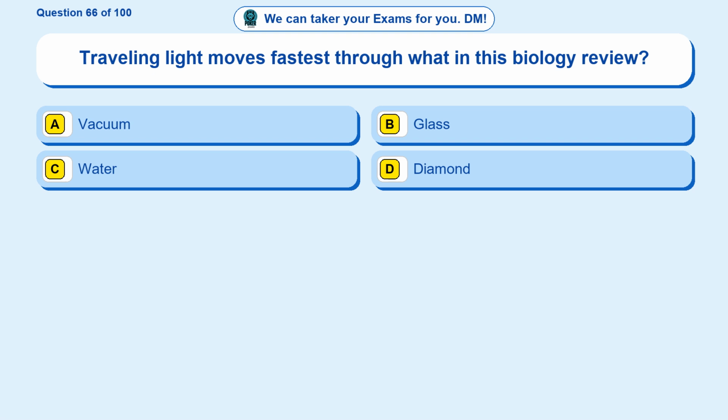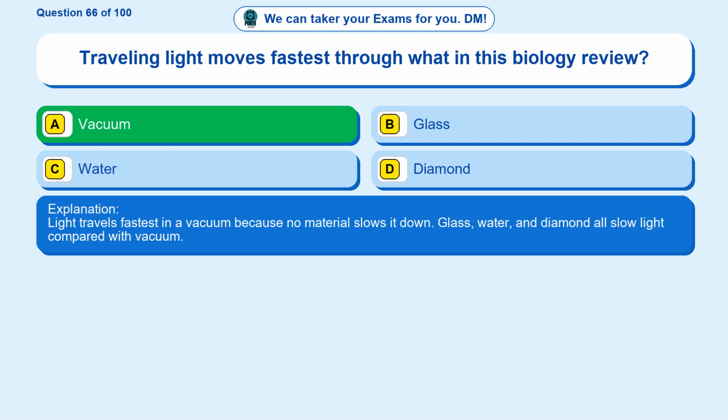Question 66. Traveling light moves fastest through what in this biology review? Option A, vacuum. Option B, glass. Option C, water. Option D, diamond. The correct answer is option A. Vacuum. Light travels fastest in a vacuum because no material slows it down. Glass, water, and diamond all slow light compared with vacuum.